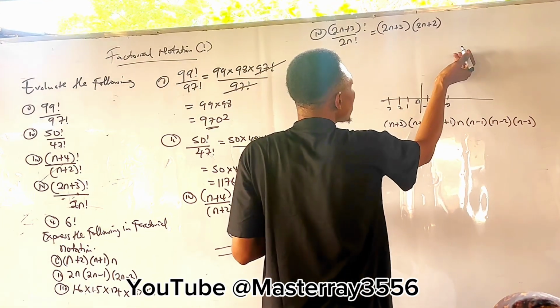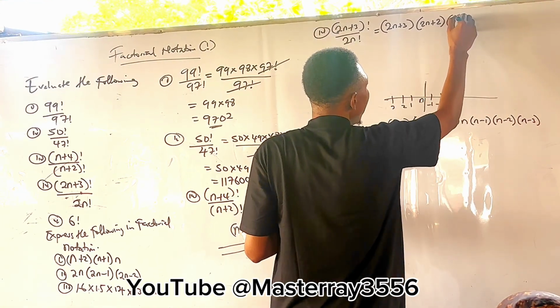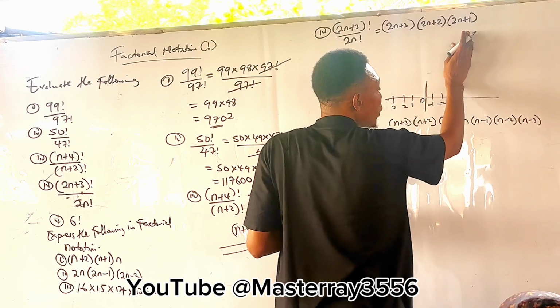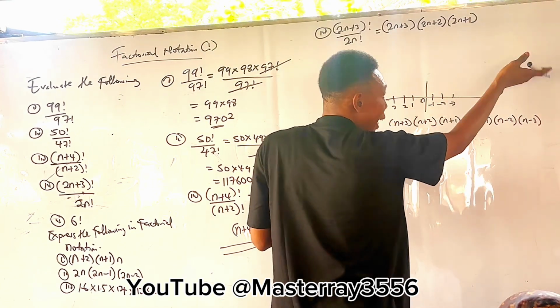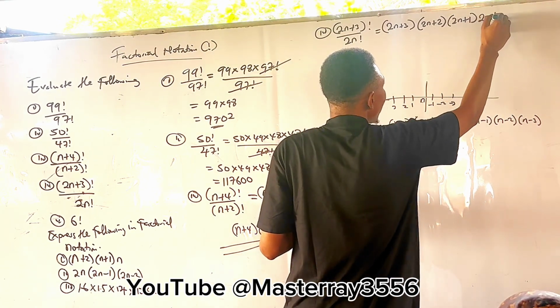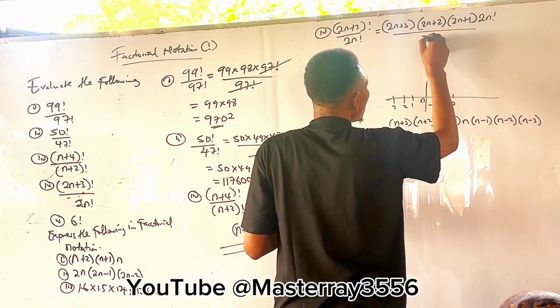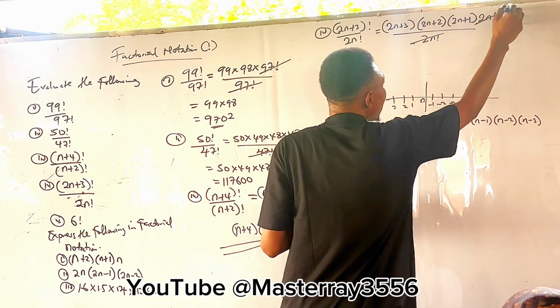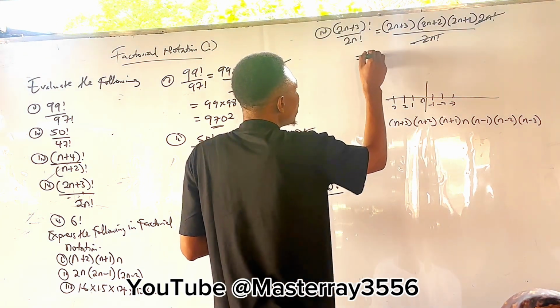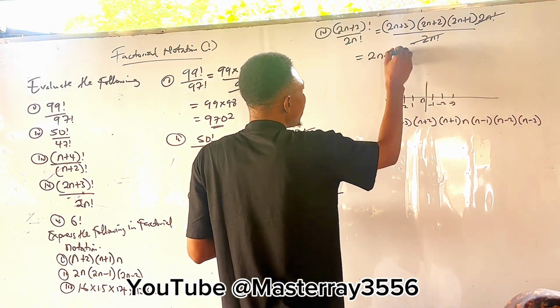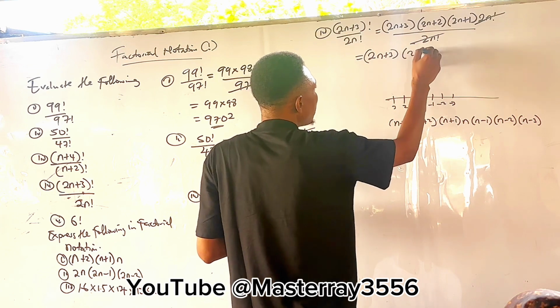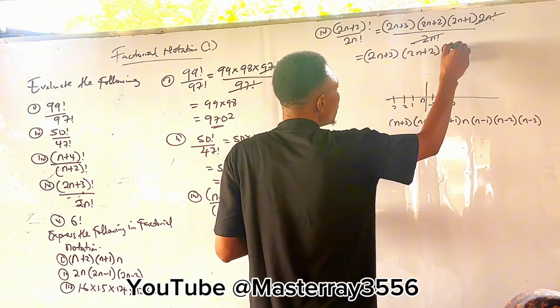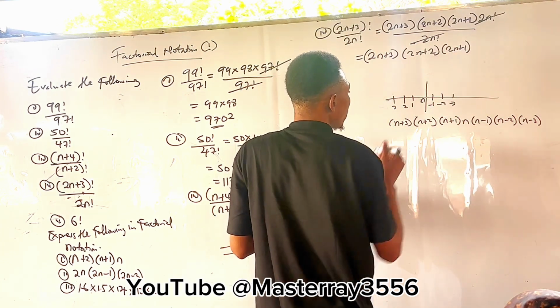After plus 2 is what? Plus 1. That is 2n plus 1. After 2n plus 1, what you know is that 2n. So now I have 2n factorial all over 2n factorial. Are you following? What happened? This cancels out this. What is left there? 2n plus 3, then 2n plus 2, then 2n plus 1. So that is for that.